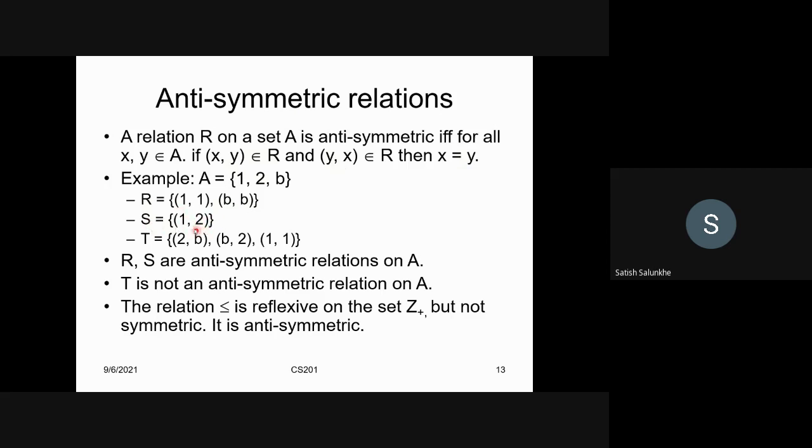So in this case, the condition is not violated. Why? Because x comma y belongs to R, but there is no y comma x belongs to R. So we don't have to check whether this is same or not. So by default, this is antisymmetric. Similarly, going ahead, 2 comma b belongs to R, b comma 2 belongs to R, but b and 2 both are not same. So therefore, this relationship is not antisymmetric.